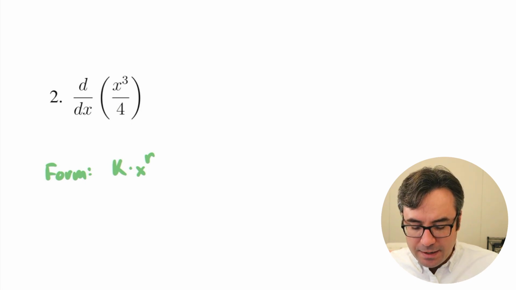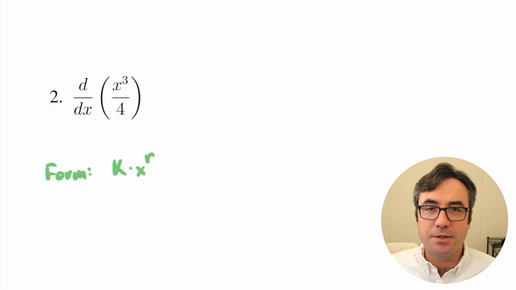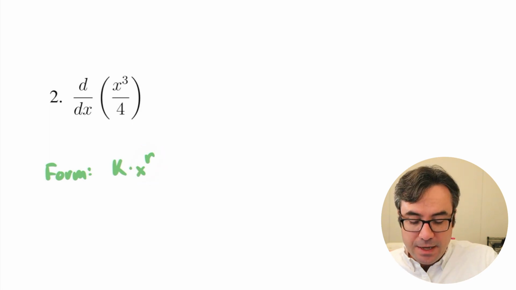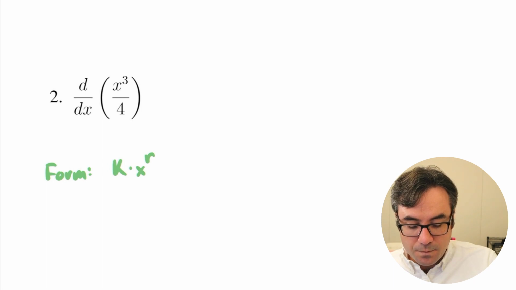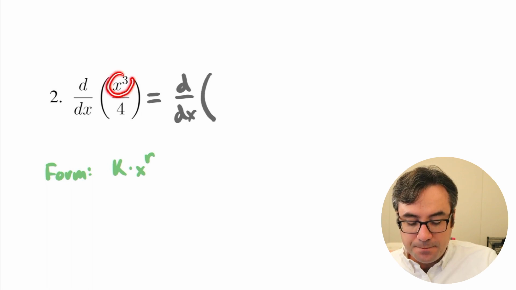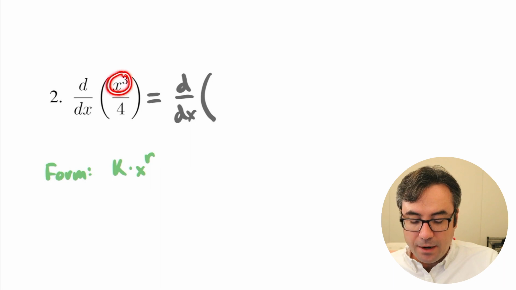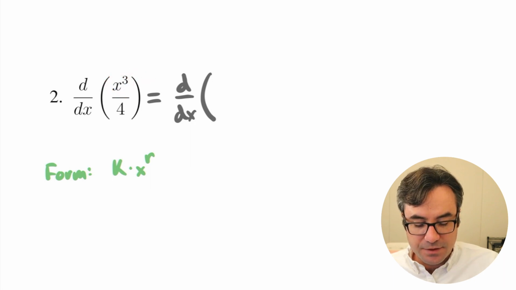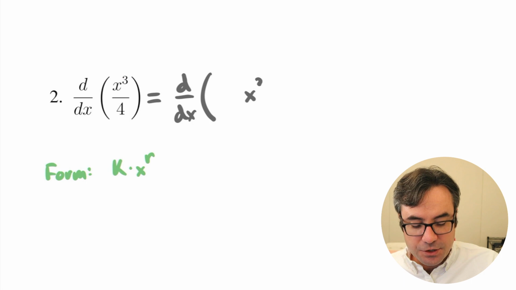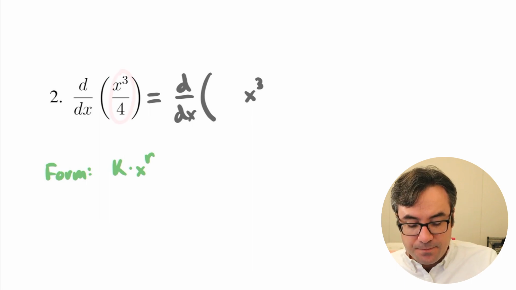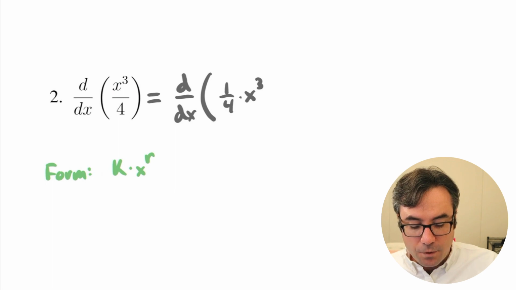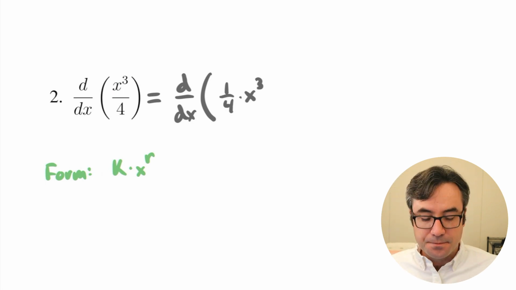So I want to rewrite it in this format where it's a constant multiple times a power of x. And the way we can do that is I can take this x cubed and break it off of the fraction, kind of pull it off to the side. So I'm going to pull off that x cubed and put it off to the side. And then I'm still going to have a fraction, but I'll have a 1 over 4 now in front.